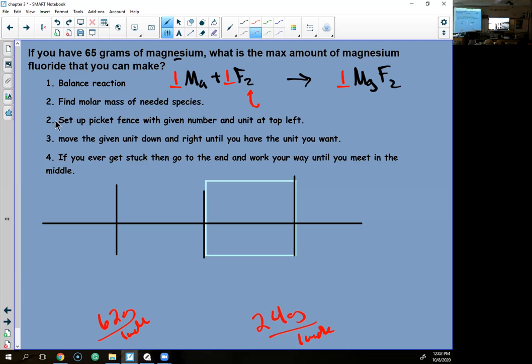Okay, then I set up the picket fence with the thing I was given. I was given 65 grams of Mg. Tell your partner what unit goes down there. Grams of Mg. I can find that right here. For every 24 of them, there is 1 mole.